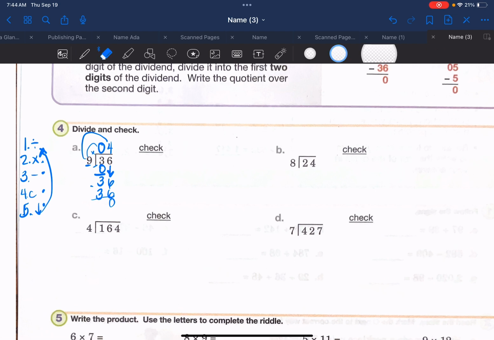To check it, remember we put, oh dear, I didn't mean to do erase. I meant to do highlight. We put a little multiplication sign here. The opposite of dividing is multiplying. So for checking, we're going to multiply what we see on the outside of the box. We have 9 times 4. There's a 0 in front. I don't need to write that. What is 9 times 4? 36. So our answer is right.